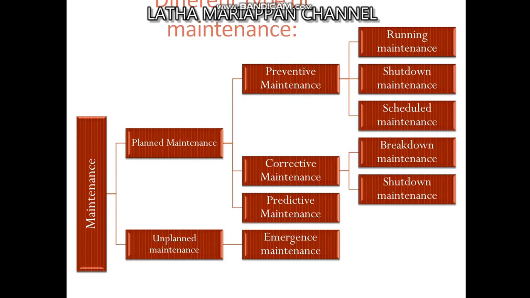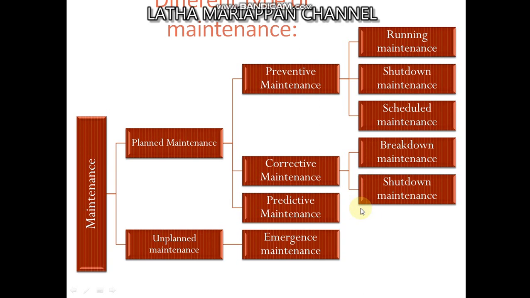So these are the different types of maintenance. There are two different types: one is planned maintenance, another one is unplanned maintenance. Planned maintenance is further divided into three types: preventive, corrective and predictive maintenance. Unplanned maintenance is emergency maintenance. Preventive maintenance is further classified into three different types: running maintenance, shutdown maintenance and scheduled maintenance. Corrective maintenance is divided into two types: breakdown maintenance and shutdown maintenance.